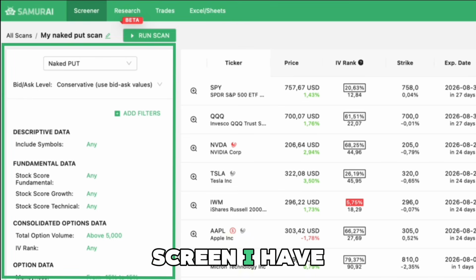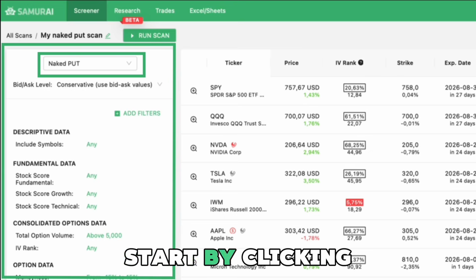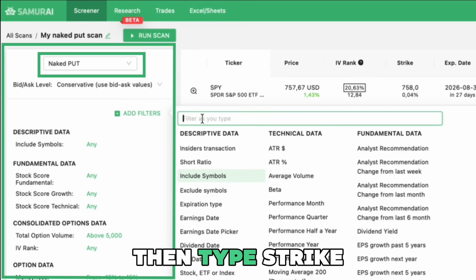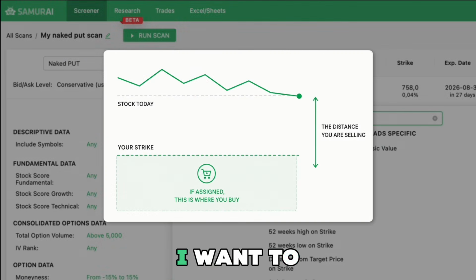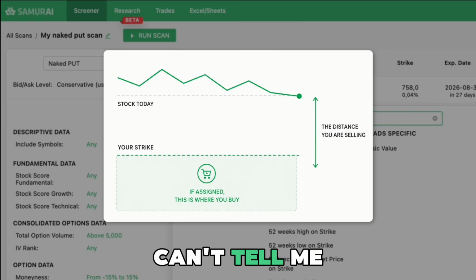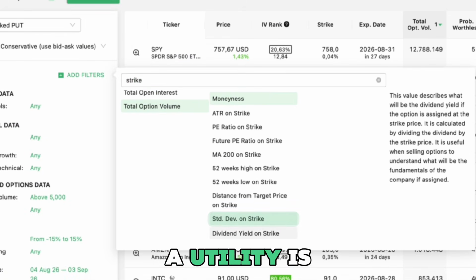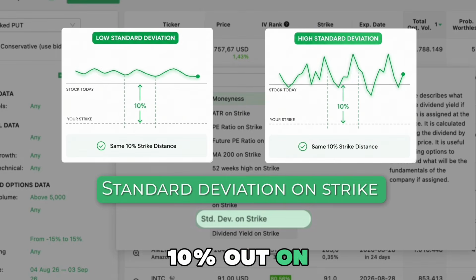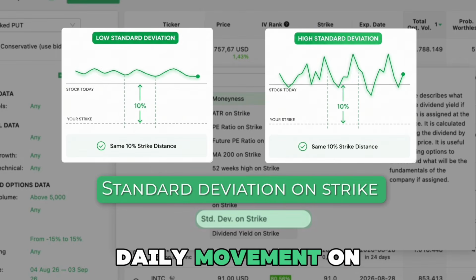Look at my screen. I have a new naked put scan. Start by clicking Add Filters and then type Strike. The first thing I want to know is whether the strike is genuinely far out. And a percentage can't tell me that. 10% out on a utility is a long way. 10% out on a biotech can be a regular daily movement on a Tuesday.